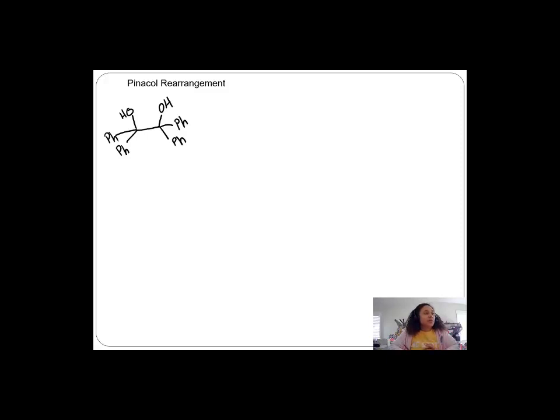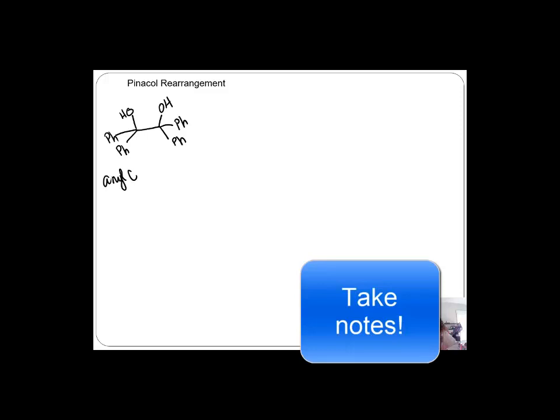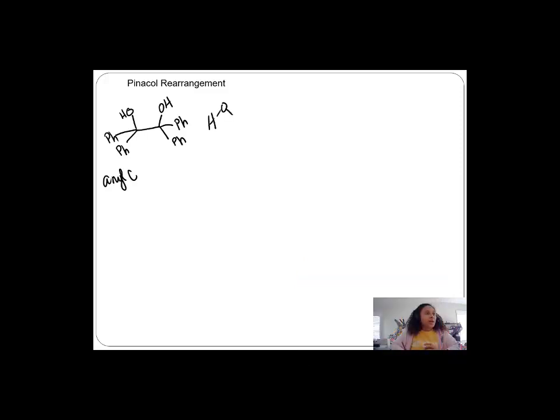And so these groups can be any carbon groups, really. I'm just using phenyls here, but it could be methyls or propyls or anything like that. And this reaction happens in the presence of a catalytic acid. This is actually important because it is going to come back up, the fact that it's a catalyst will help us figure out what's going on.